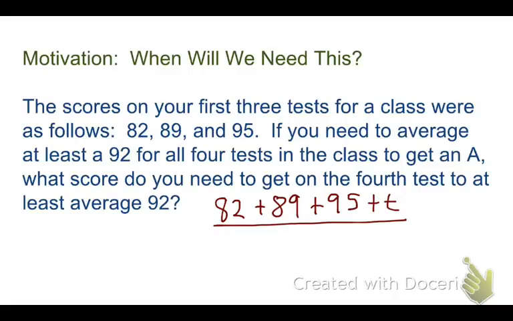And that's 4 tests, so the number of tests we're adding up is 4, and we need that to be at least, which of course is greater than or equal to 92. So we'll figure out the technique to solve this, and then in the end we will look at the score that we needed to get the 92 average.